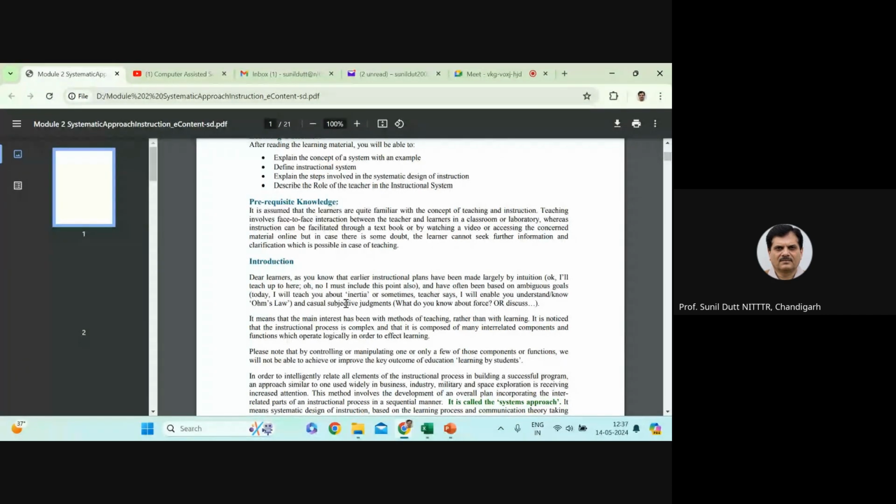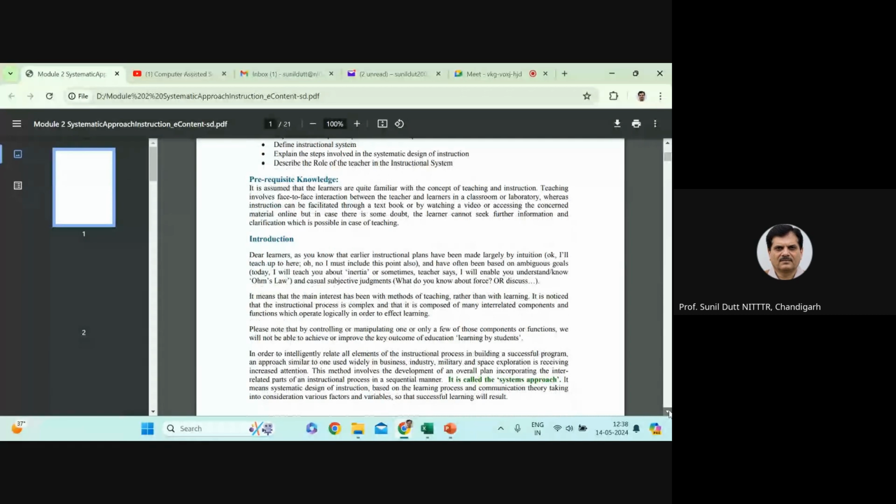Today I will teach you about inertia, or sometimes teachers say I will enable you understand Ohm's law, and casual subjective judgment. It means that the main interest has been with method of teaching rather than with learning, and it is noticed that instruction process is complex and that it is composed of many interrelated components.